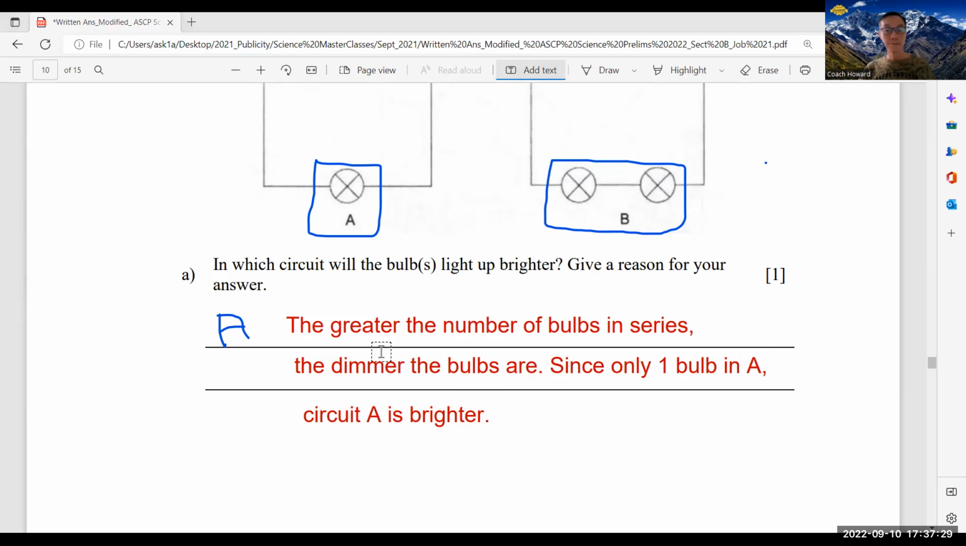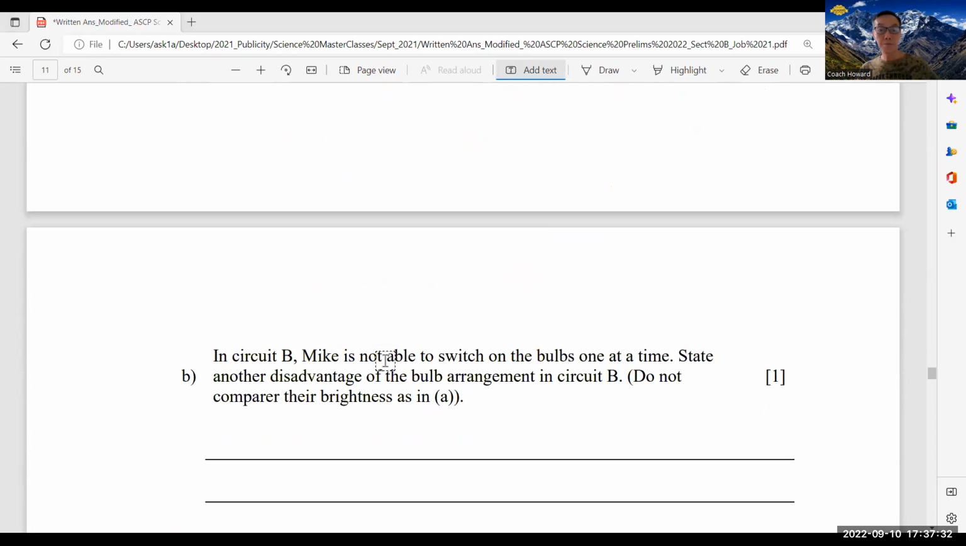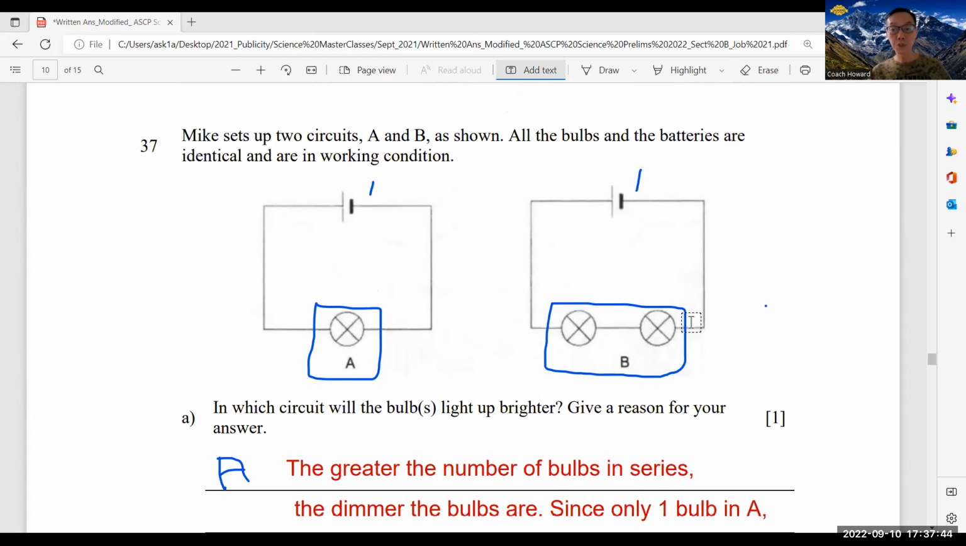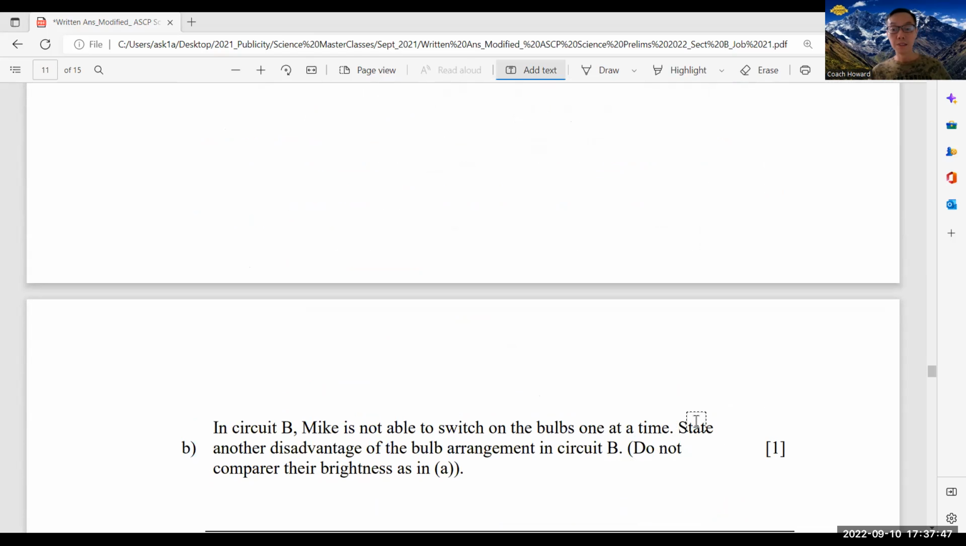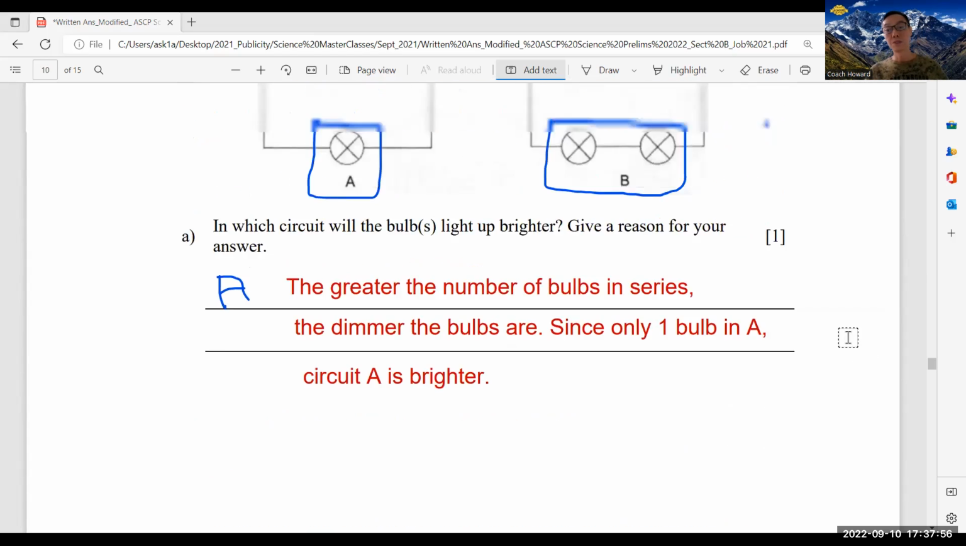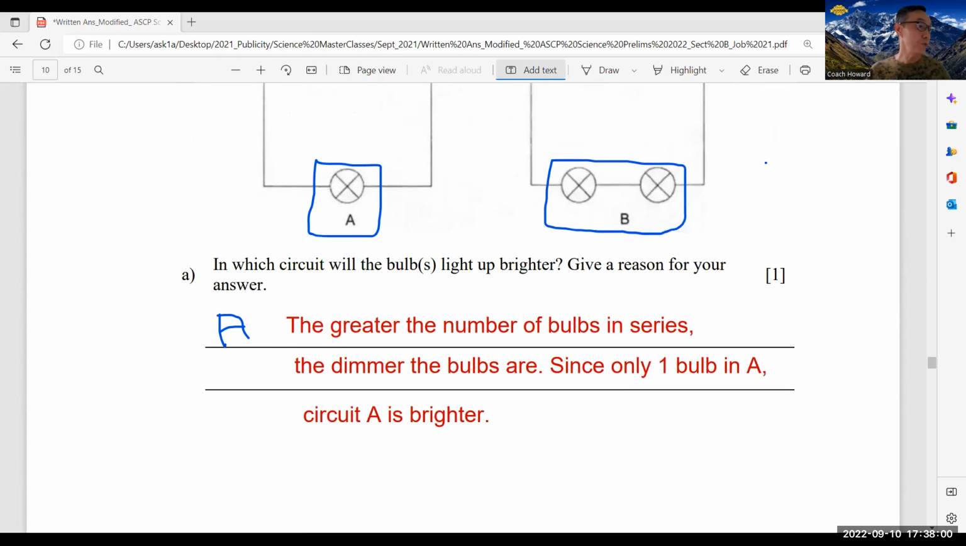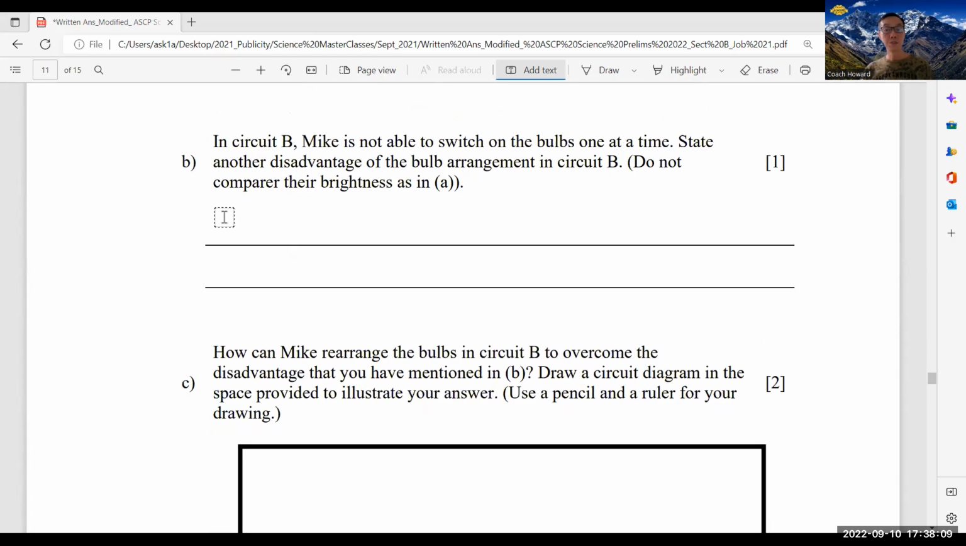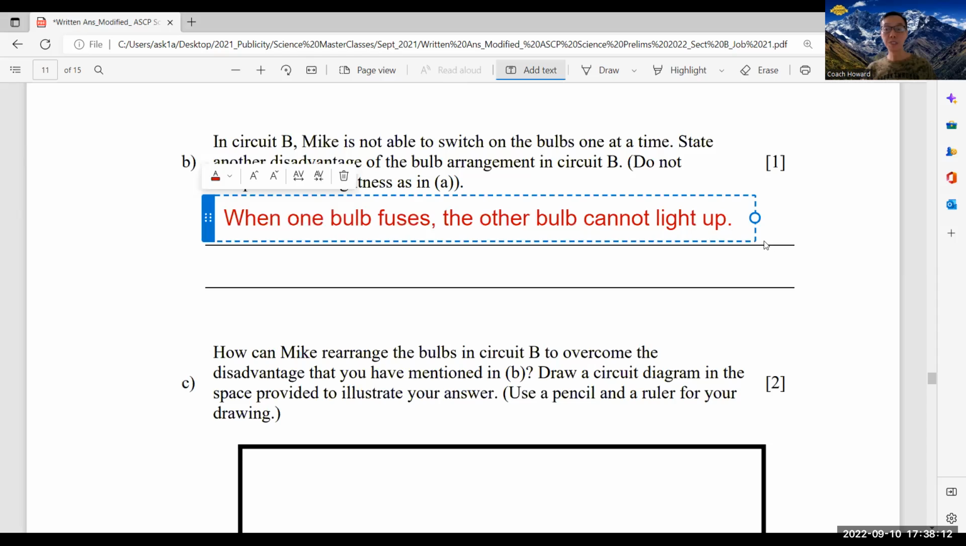Next, in circuit B, Mike is not able to switch on the bulb one at a time. State another disadvantage of the bulb in circuit B. So do not compare brightness. The other disadvantage is, if one bulb fuses, the other bulb cannot light up. So very simple. If one bulb fuses, the other bulb cannot light up.